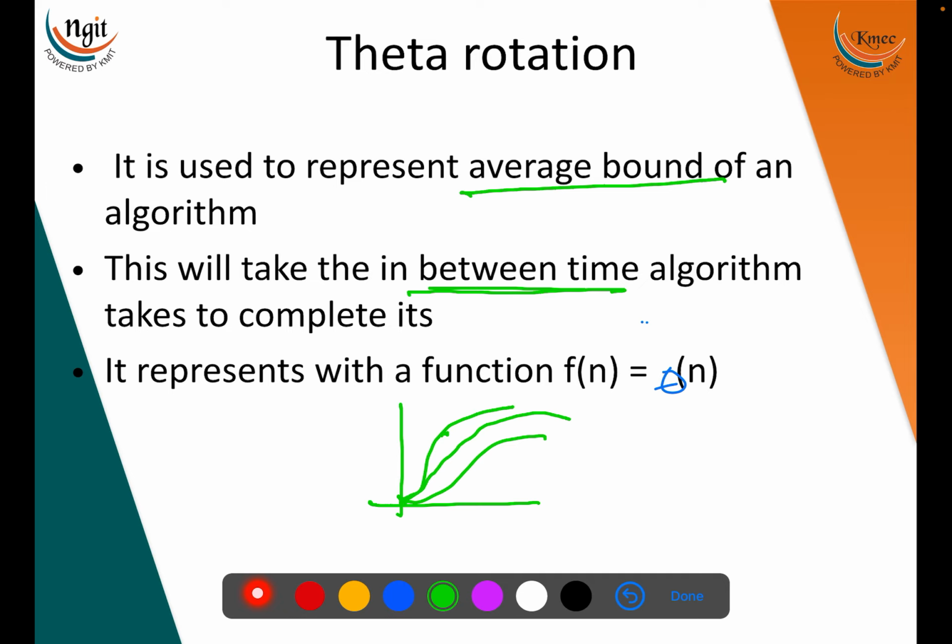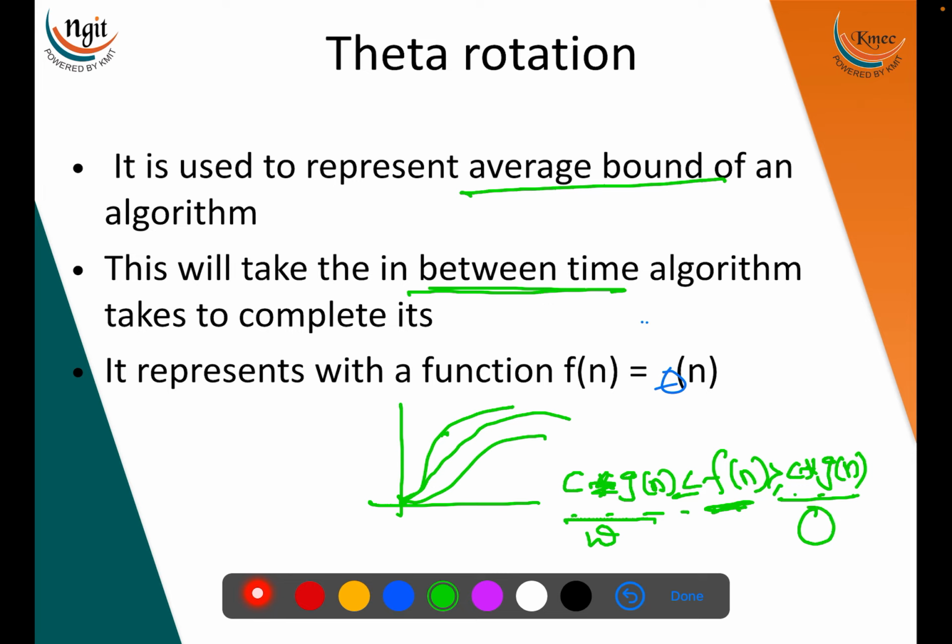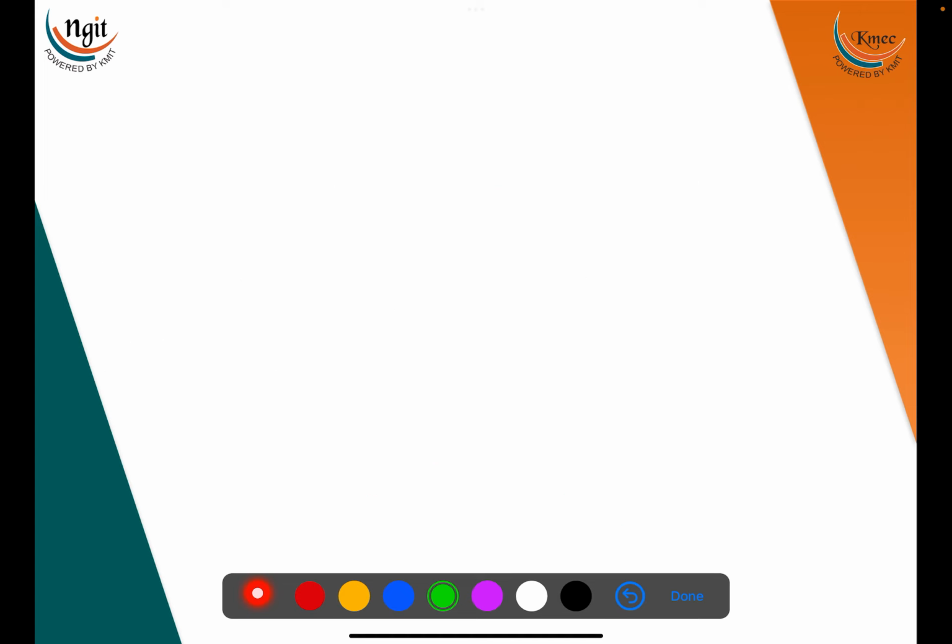Now what is the formula of theta notation? C1 into g(n) is less than or equal to f(n), which is less than or equal to C2 into g(n). Now this f(n) function will lie in between C1 into g(n) lesser and C2 into g(n) greater. This is your lower bound, and this is your upper bound. Lower bound is omega notation. Upper bound is big O notation. In between it is theta notation.